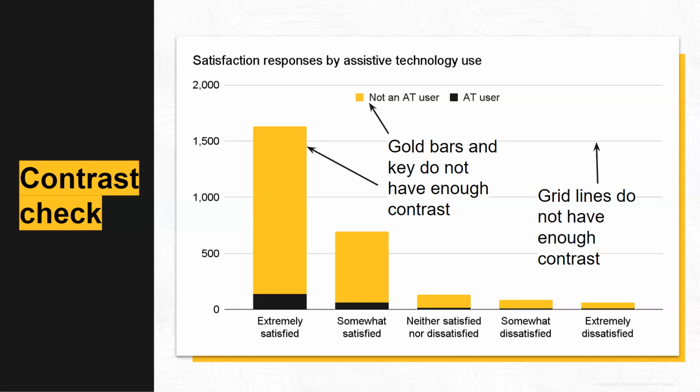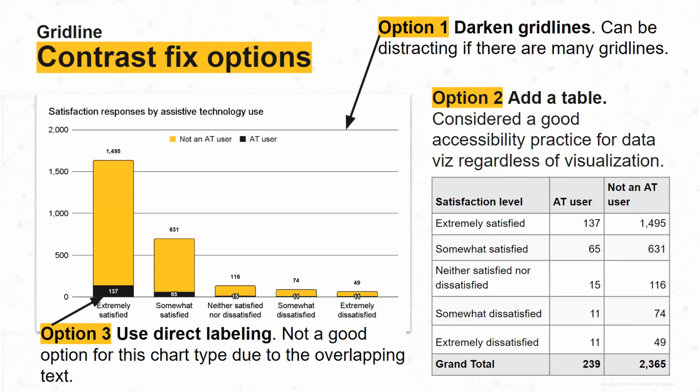But now we have to look at checking for contrast. There are a few different areas of contrast failure here. That yellow key doesn't have enough contrast with the white background, and then the gold bars don't have enough contrast with the background. And we're ASU, we use gold a lot. So if you're like, oh my gosh, I use gold so much in my visualizations, I've been there. Don't feel bad. I am going to talk through simple fixes for this, but it's just a very common area of contrast failure. And then the grid lines also don't have enough contrast. So we'll go over the grid line fixes first.